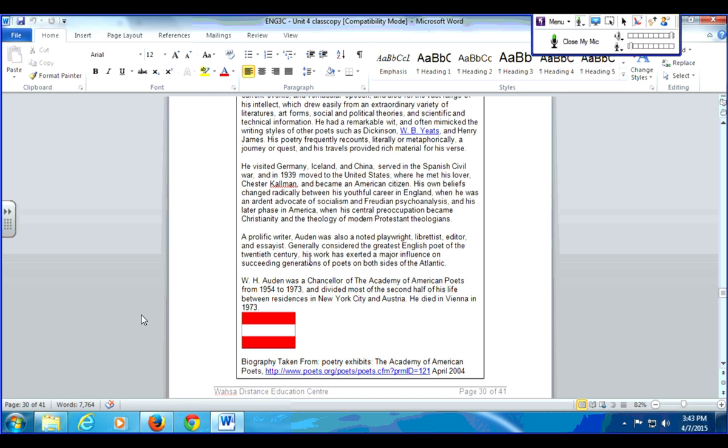He served as a chancellor in the Academy of American Poets from 1954 until 1973, and divided most of the second half of his life between residence in New York City and in Austria. And he died in Vienna, Austria in 1973.